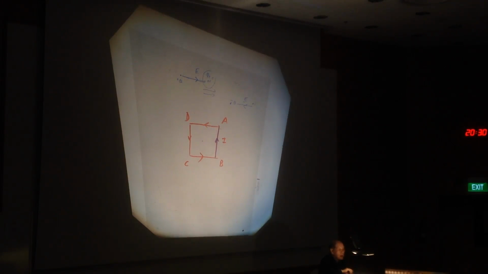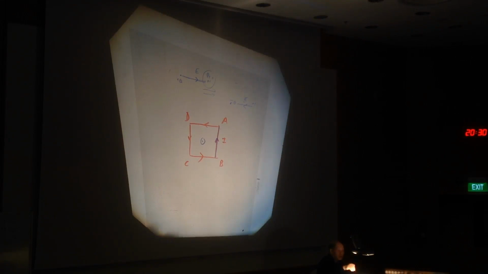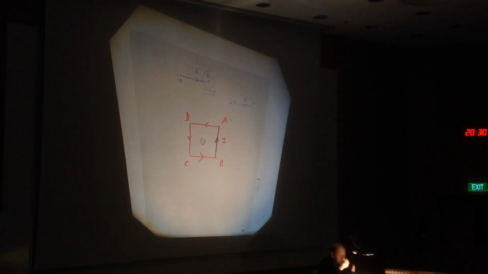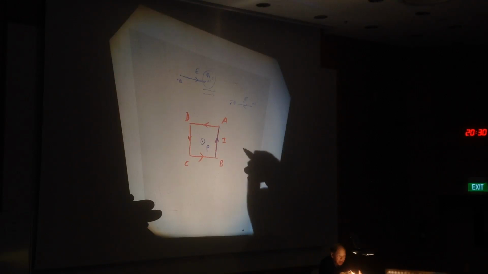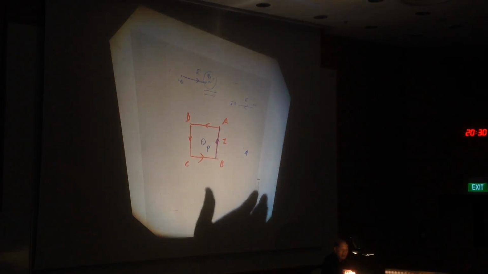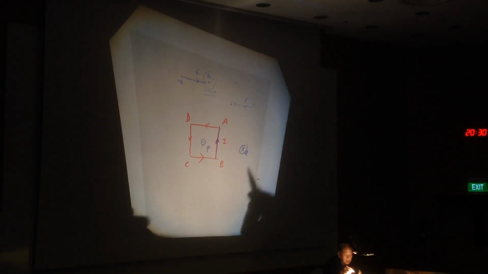My four fingers come out. So therefore, this one gives rise to this. Of course, I'm looking here, coming out. I want the field at point P, the center. If I want the field up here, at the point Q, it's different already. At the point Q, the field will be going into the blackboard.